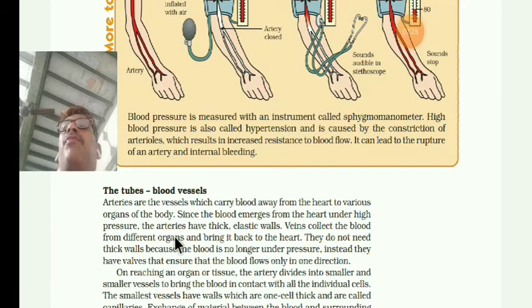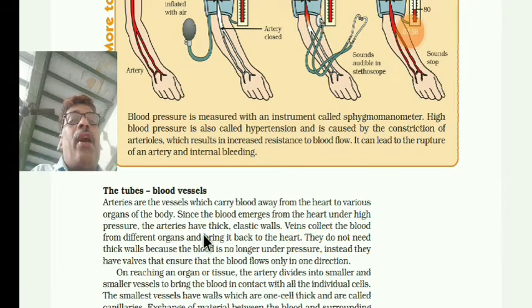And veins carry blood from the tissues of the body to the heart. So this you already know. Arteries are the vessels which carry blood away from the heart to various organs of the body. Here these arteries are carrying oxygen-rich blood, since the blood emerges from the heart under high pressure.